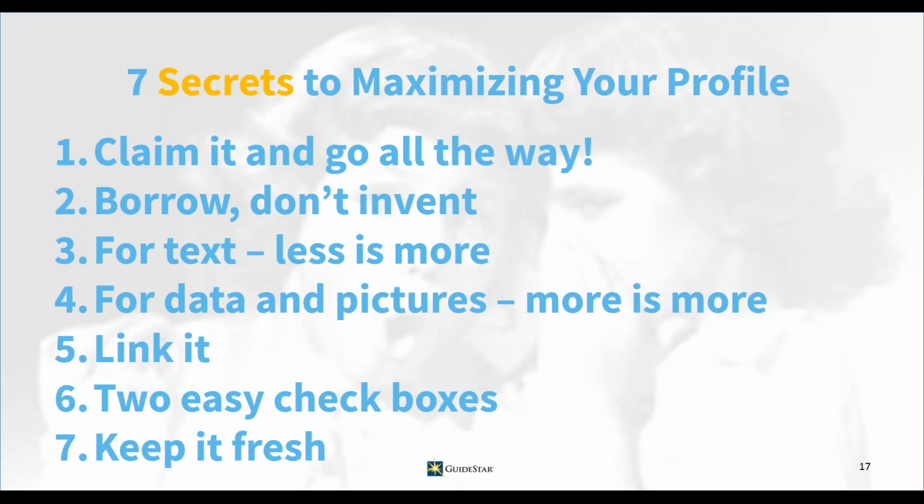Number 6, 2 easy checkboxes. So when you're done making updates on your page and you go to confirm and publish, you're going to see these 2 checkboxes about sharing your information. The first one is connecting with all of our data distribution partners such as Facebook and Amazon Smile, as Eva has explained. You definitely want to check that. And the second one is to get a donate button on your profile, which is just helpful. So be sure to look at those 2 checkboxes on the way out. And number 7 is to keep it fresh. So you're definitely going to want to continue to update your profile biannually, just to make sure, maybe your programs have changed, maybe your board of directors have changed. You always want to make sure that your profile is up to date.